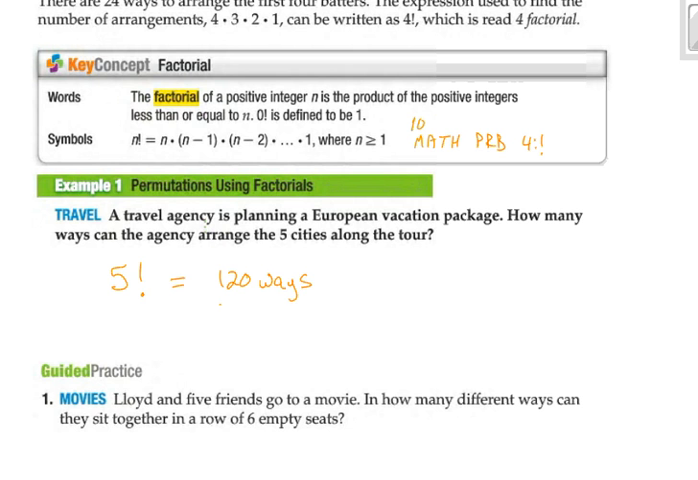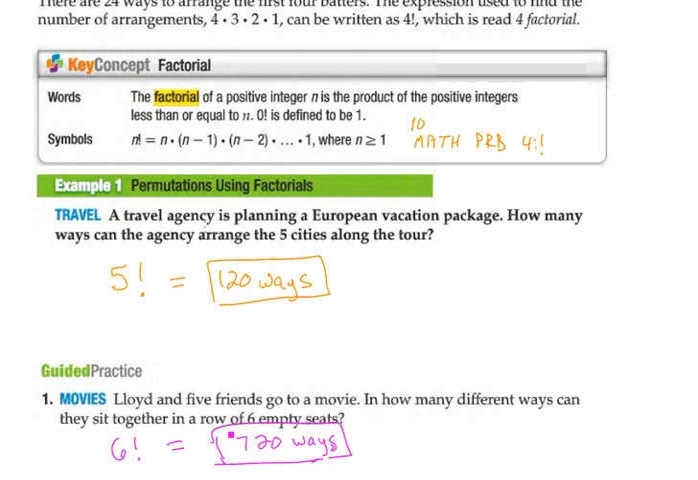Okay, so that's just arrangement. That's not 5 out of the 3 cities or 3 of the 5 cities. It's just arranging, so that is just a factorial. Still a permutation, but a pretty simple one using factorials. Go ahead and try that with guided practice 1.